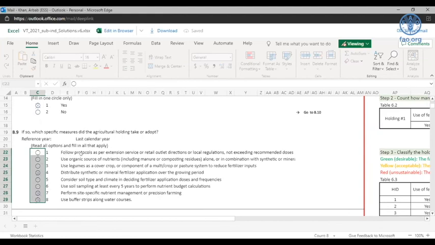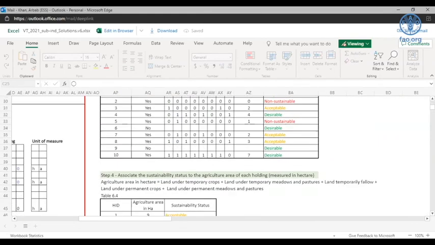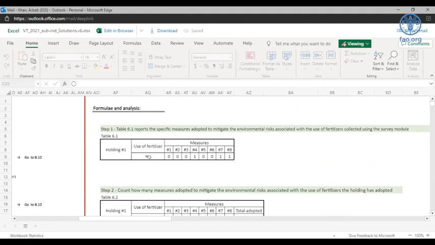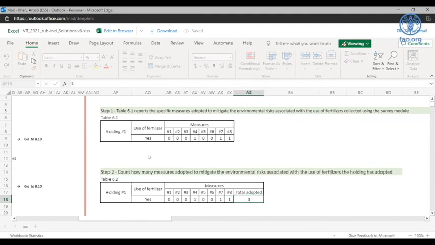So the first one is follow protocols as per extension or retail outlet directions or local regulation, not exceeding recommended doses. Measure three, use legumes as cover crops or a component of a multiple crop or pasture system to reduce fertilizer input, et cetera. Based on adherence to or adoption of these management measures, we then start assigning the holding colors. So let me show you here. Use of fertilizer, yes. Of the eight measures, this holding has adopted three. Total three.